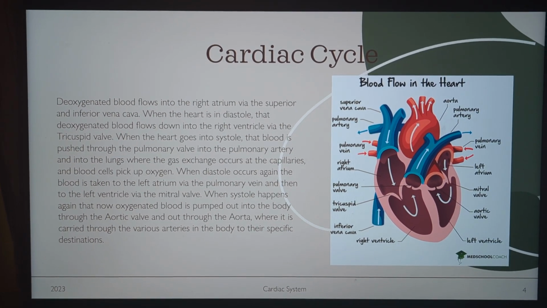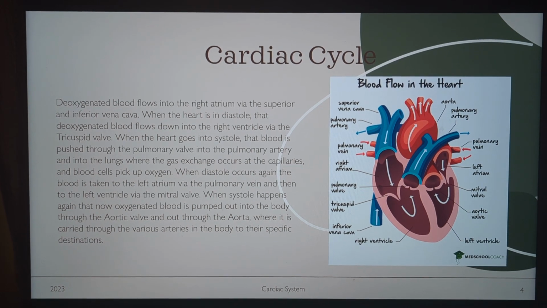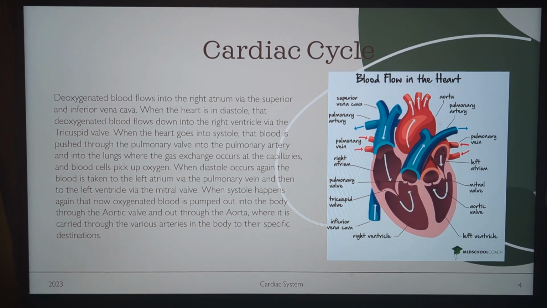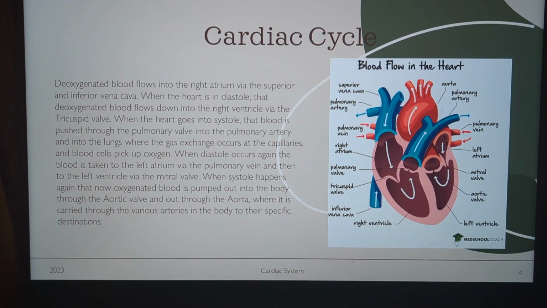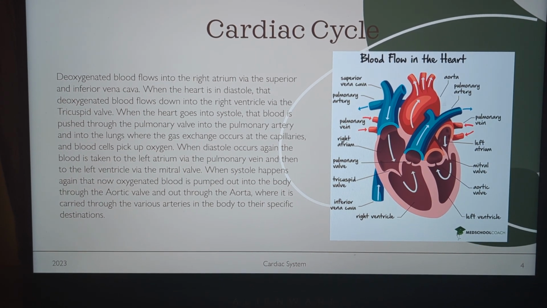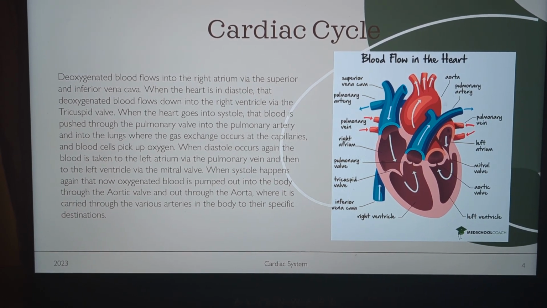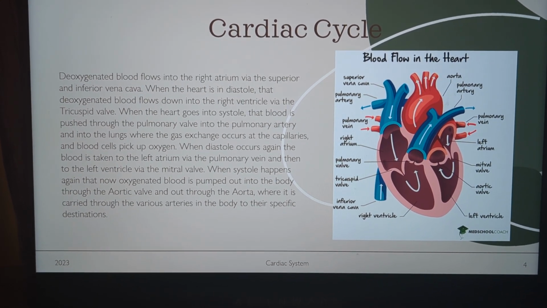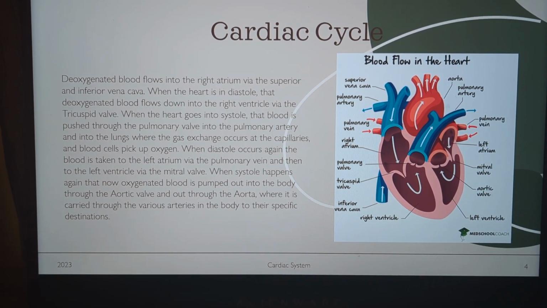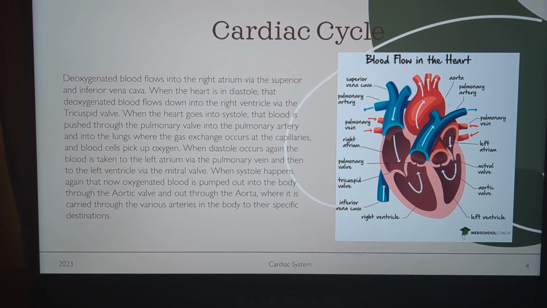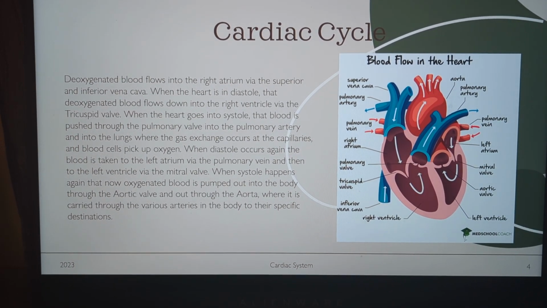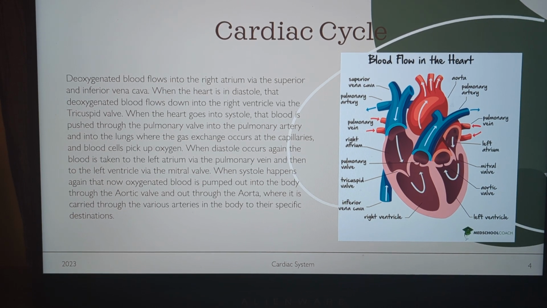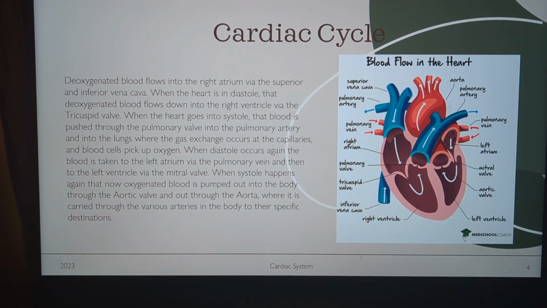Deoxygenated blood flows into the right atrium via the superior and the inferior vena cava. When the heart is in diastole, that deoxygenated blood flows down into the right ventricle via the tricuspid valve. When the heart goes into systole, the blood is pushed through the pulmonary valve into the pulmonary artery and into the lungs, where gas exchange occurs at the capillaries, and blood cells pick up oxygen.